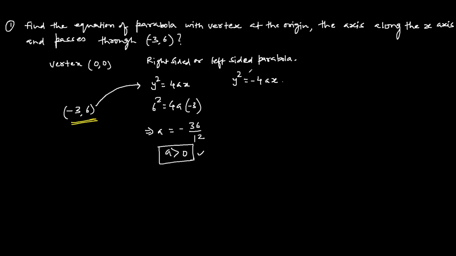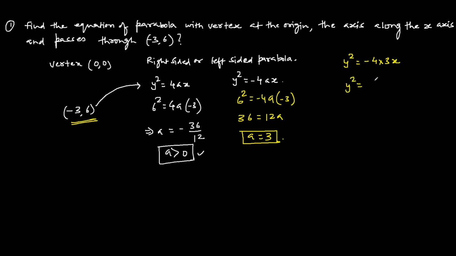substitute this point on the equation of the left-sided parabola. y square is 6 square, minus 4a, x is minus 3. So this is 36 equal to 12a. So a becomes 36 by 12, that is 3. So the equation of the parabola is now y square equal to minus 4 into 3x, or y square is minus 12x.